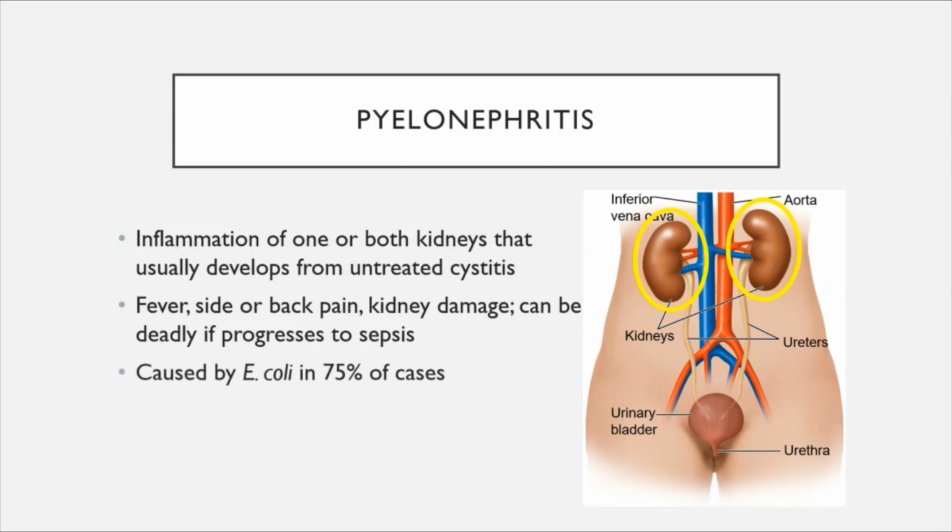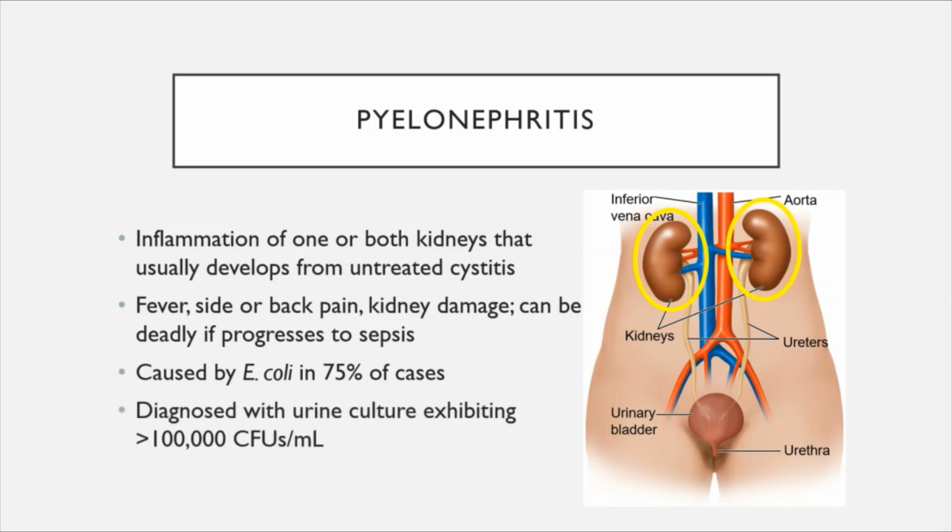Once again, E. coli causes the disease in 75% of cases, which makes sense because E. coli is the typical pathogen that causes urinary tract infections. And this is diagnosed with a urine culture exhibiting much higher concentrations of bacteria, over 100,000 colony-forming units per milliliter on a plate.